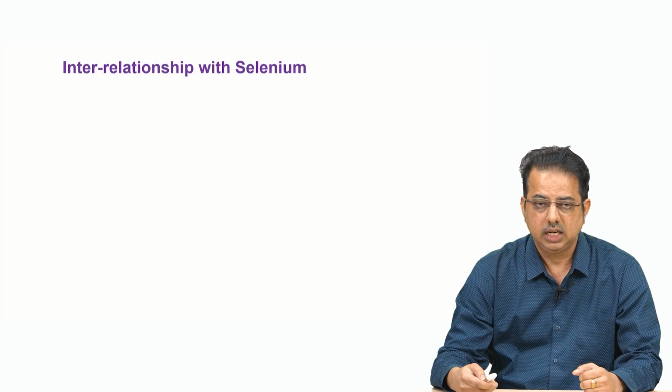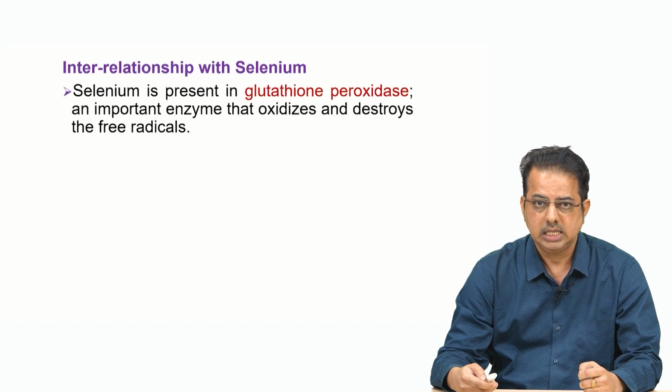There is a close interrelationship of vitamin E with selenium. So, if you have sufficient quantity of selenium in the cell, the requirement of vitamin E decreases. Why is it so? Selenium is a mineral present in an antioxidant enzyme called glutathione peroxidase. Glutathione peroxidase is responsible for neutralization of hydrogen peroxide.